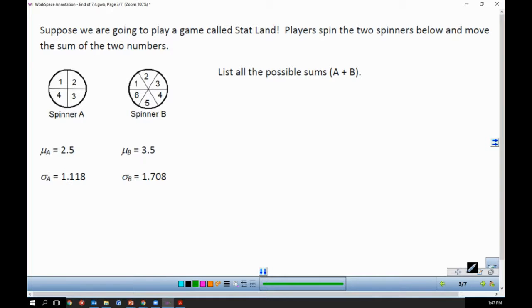So if I spin a 1 on spinner A, what all could I get on spinner B? 1 through 6. So I'm going to need to add all those together. 1 plus 1, 1 plus 2, 1 plus 3.